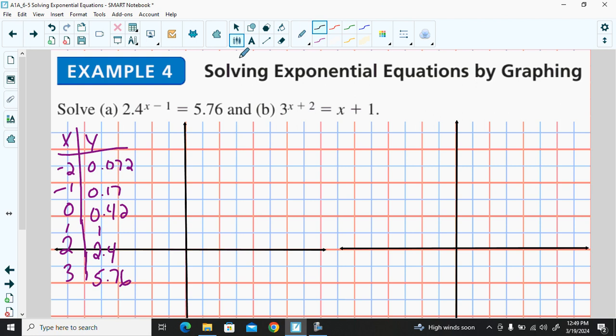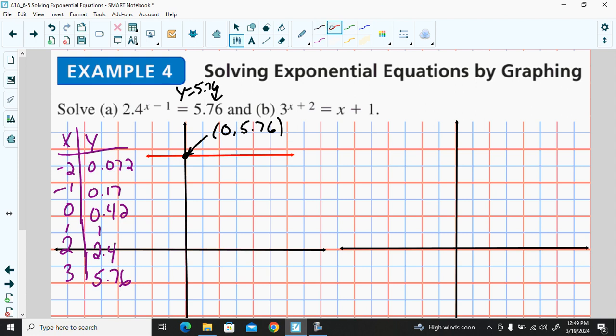This other equation here, we're graphing the equation y equals 5.76. So if we're starting here at 0, 1, 2, 3, 4, 5, 5.76 is going to be a horizontal line right somewhere up here, intersecting the y-axis at this point here, which would be 0, 5.76.